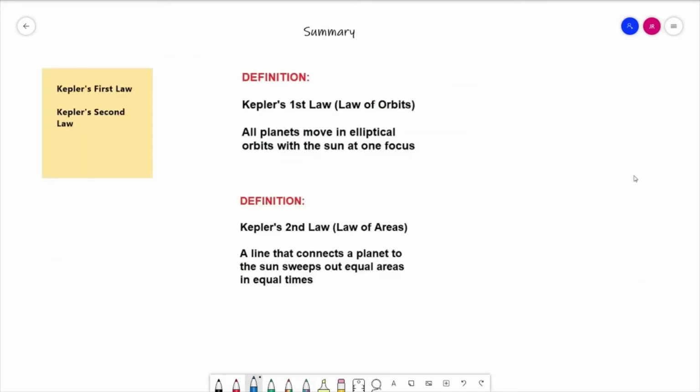So to summarise then, in this video we've looked at the first two of the three laws of planetary motion, the three Kepler's laws of planetary motion. The first law, the law of orbits, states that all planets move in elliptical orbits with the Sun at one focus. And the second law states that a line that connects a planet to the Sun sweeps out equal areas in equal times, and as you can see, that one is known as the law of areas.